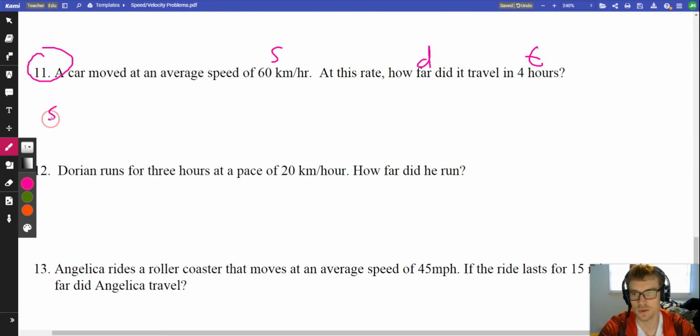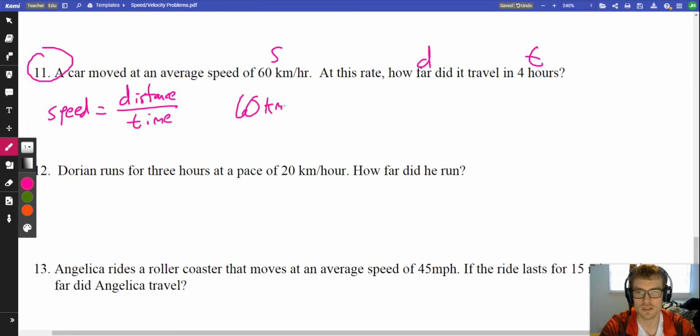So again, let's start with our general equation, our general formula. Speed is equal to distance divided by time. Okay, so what are the things we know? Well, we know the speed. So our speed is 60. And again, let's keep the units, kilometers per hour. That is equal to our distance, which we don't know, divided by our time, 4 hours.